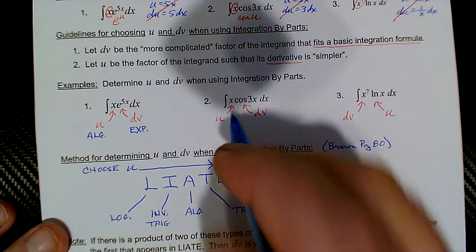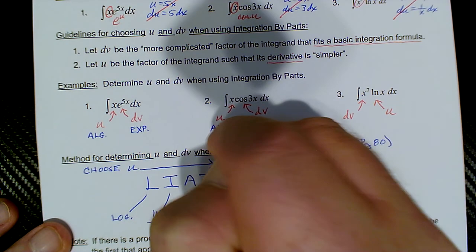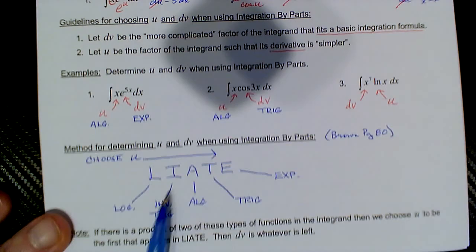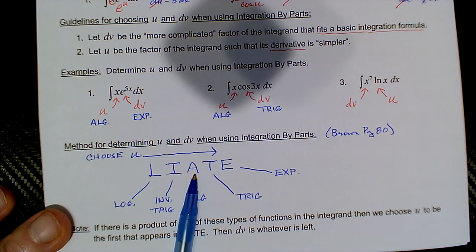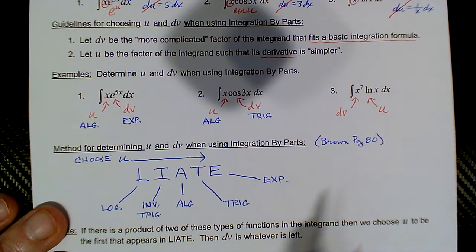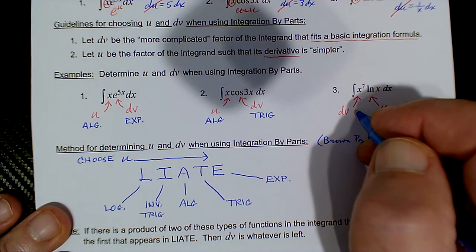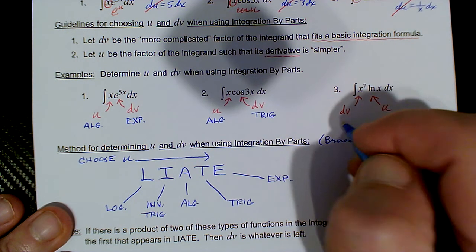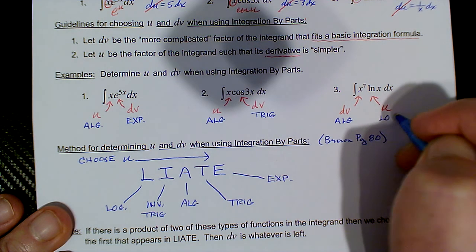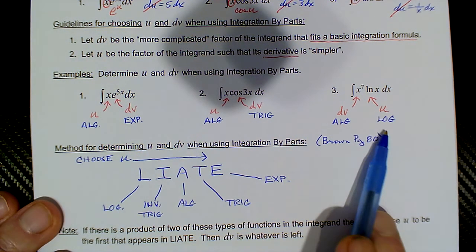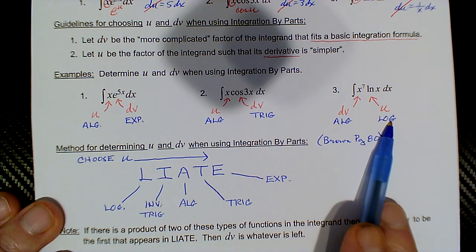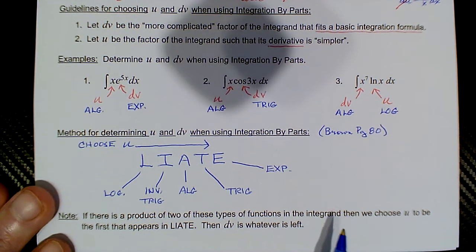Similarly, in number 2 here, x is algebraic again, cosine trigonometric, and according to LIATE, it says choose the algebraic to be your u, and that's consistent with the guidelines as well. And then in number 3, x to the seventh is algebraic, natural log of x logarithmic, and according to LIATE tells us to choose the log to be our u, which again is consistent with the guidelines.